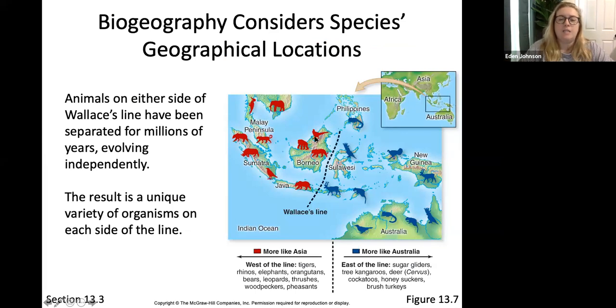All right, so going back to talking about biogeography, when you have all of these continents drifting apart, you end up with a lot of these islands.